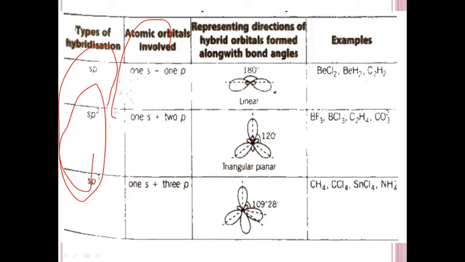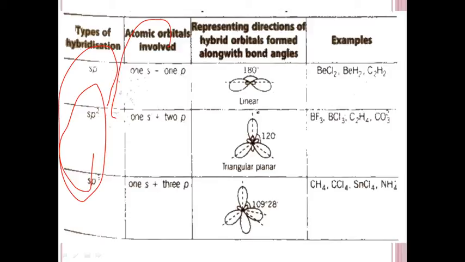So s orbital and p orbital are combining. How are you getting one particular shape? Because s is spherical and p is dumbbell. When they mix up with each other, you should get that kind of shape, but you are getting a linear shaped orbital. How is that happening? That is what is called hybridization. What does hybridization mean? Hybridization means when you are mixing up two different things, and they become one.